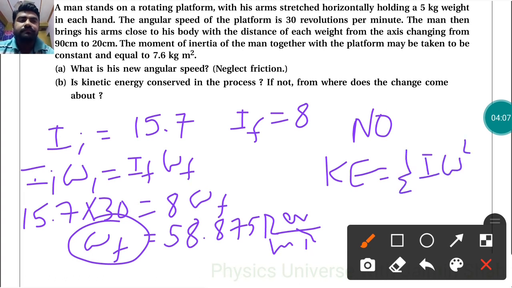Now see, here I and omega both are changing. Also, the arms are stretched horizontally, so there is friction too. Kinetic energy is never conserved here because of friction, because of the changing moment of inertia, and because of the changing angular velocity. That's why kinetic energy is not conserved here.